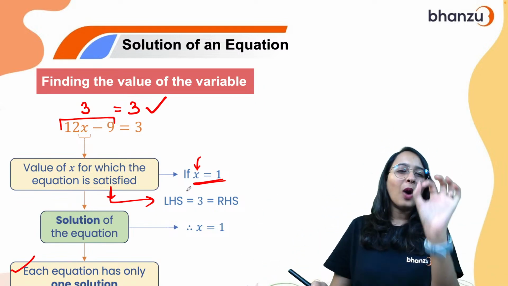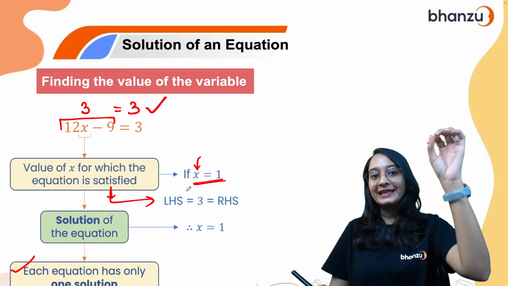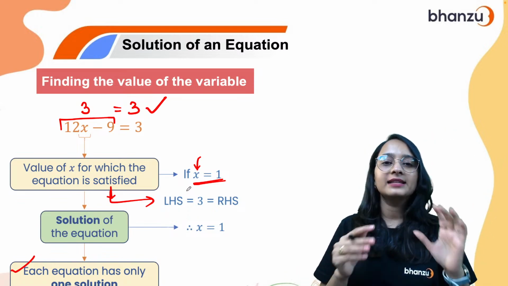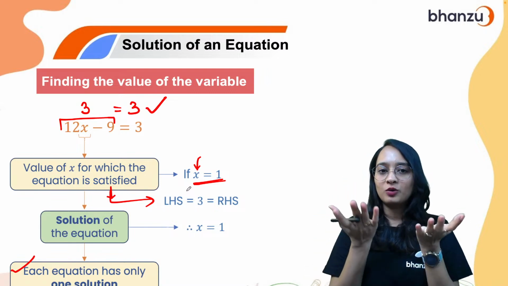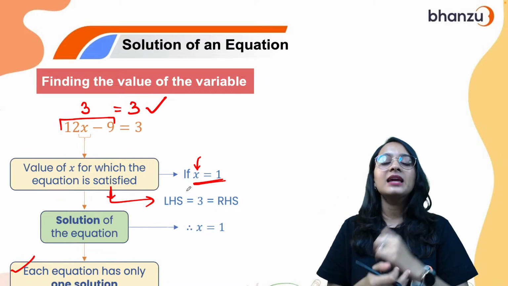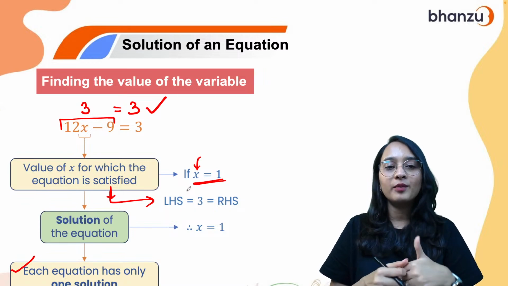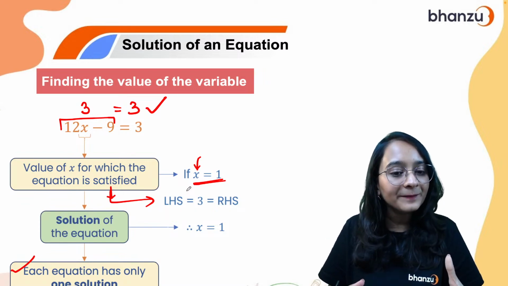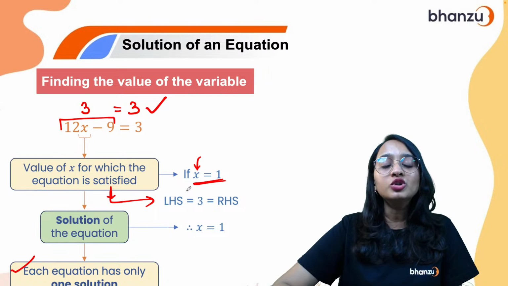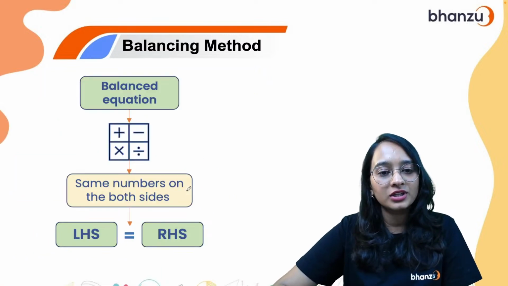So only with one value substituted in place of the variable is when your left hand side becomes equal to right hand side. So you can say that the value of the variable for which the equation is satisfied is said to be the solution of the equation.